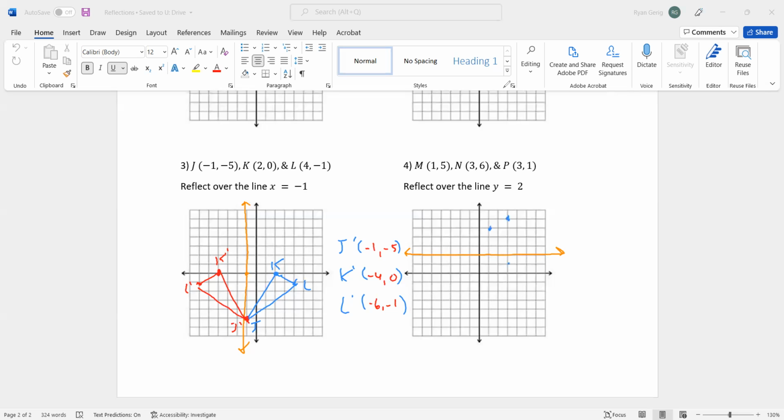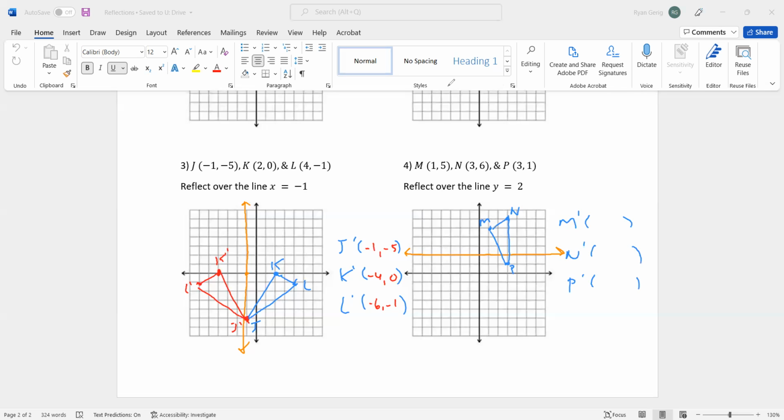So 3, 1. What's different? Well, not all 3 points are on the same side of the line of reflection. One of them is on the opposite side. What do I do in that situation? Well, not much different. So first of all, let's draw the pre-image and label it M, N, P. I'm looking for M prime, N prime, and P prime.